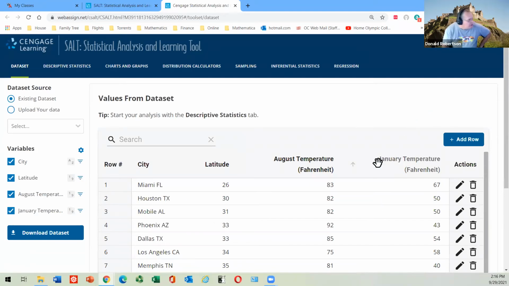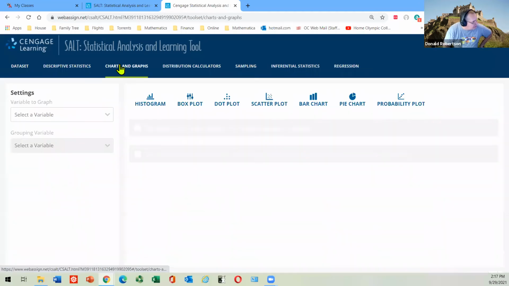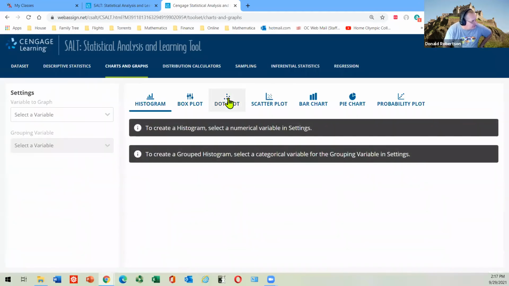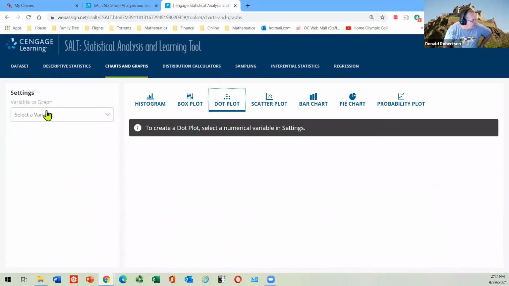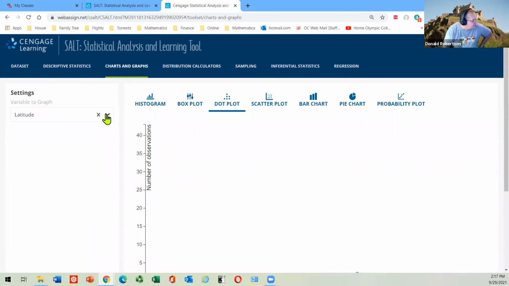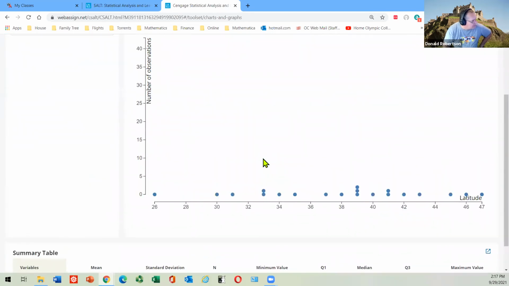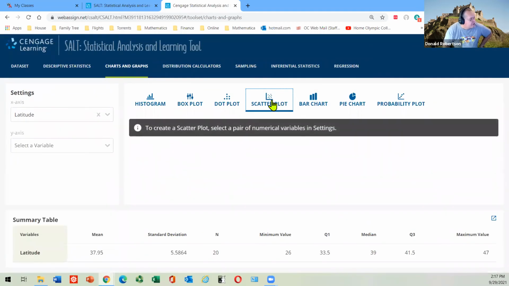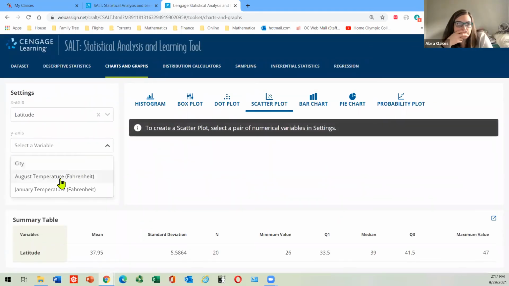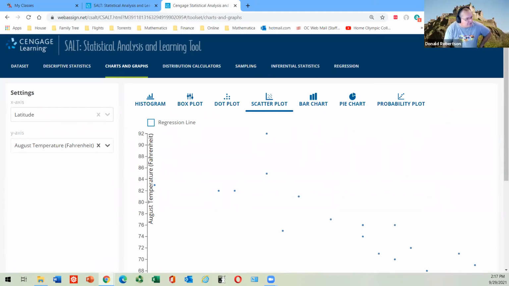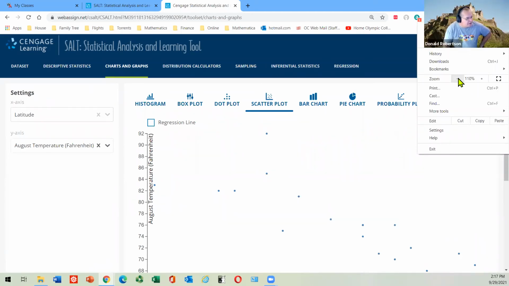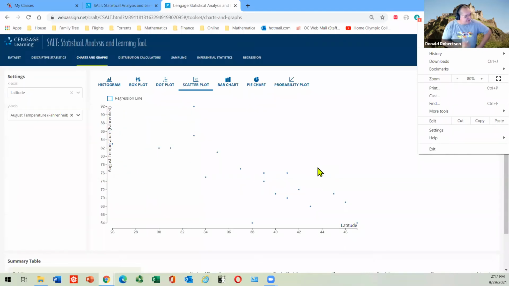Here it goes. And I would like to do a scatter plot, not by hand, but using the software. If you click charts and graphs and you hit dot plot, and then pick latitude. Oh, why is it not allowing me? Oh, that's dot plot. My apologies. Scatter plot. Latitude against August temperature. And that's still too big. Okay, can I shrink it up? There. Can you see the scatter plot now?